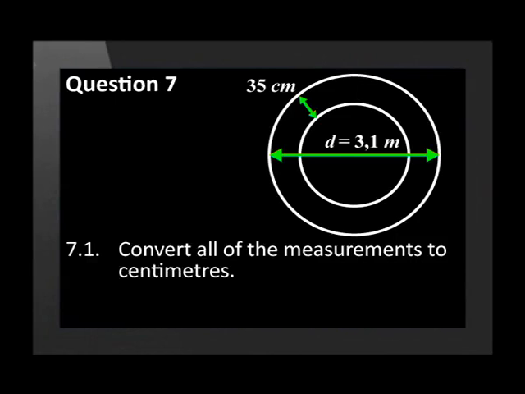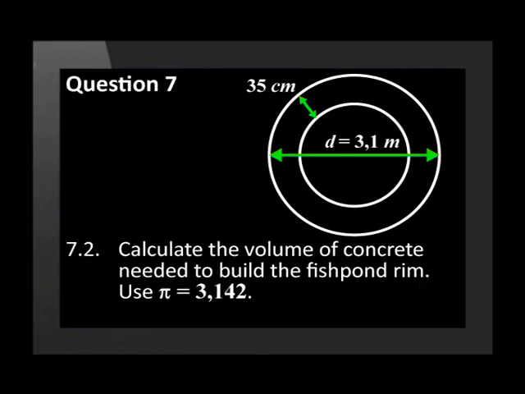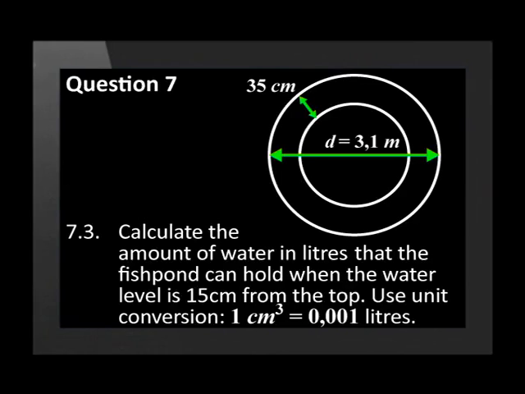Convert all of the measurements to centimeters. Calculate the volume of concrete needed to build the fish pond rim. Use pi equals 3,142. Calculate the amount of water in liters that the fish pond can hold when the water level is 15 centimeters from the top. Use the unit conversion: 1 cubic centimeter equals 0,001 liters.